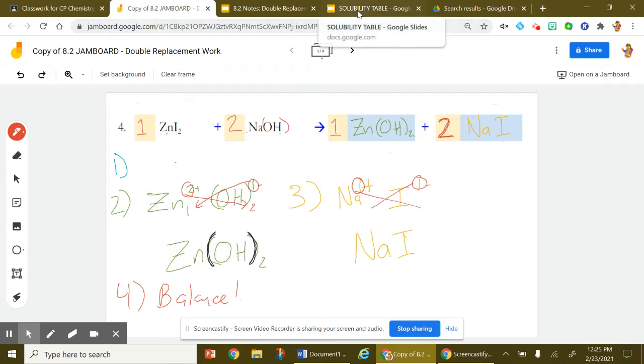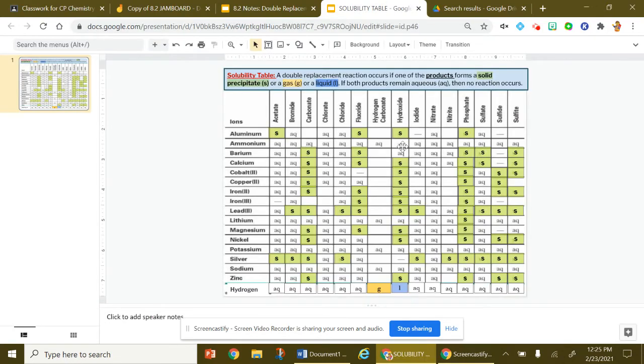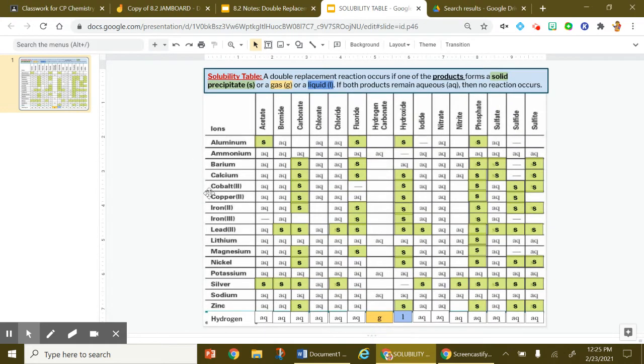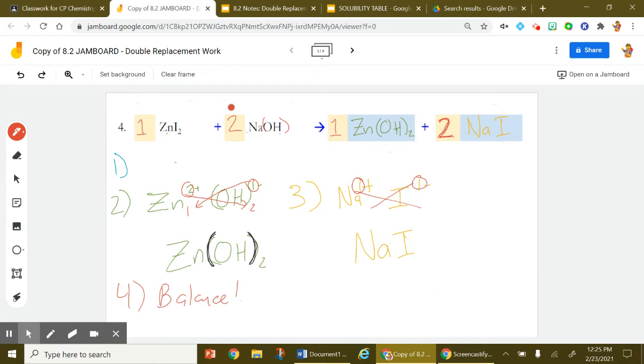We're going to pull up the solubility table. The first thing we're going to look at is zinc hydroxide. The way this solubility table works is you have positive ions on the left-hand side and negative ions across the top. So let's look up zinc, which is right here, and hydroxide. Zinc hydroxide forms a solid. It is not soluble in water. So this means that the reaction will occur.